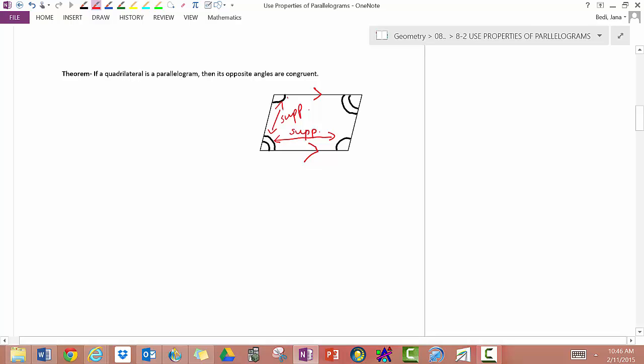This means angle 1 and angle 2 are congruent. That is what we mean by the opposite angles. Of course, these highlighted angles are also opposite angles. So let's rewrite that. So that's 2 and, okie dokie.